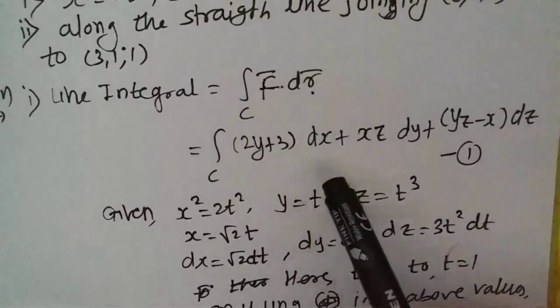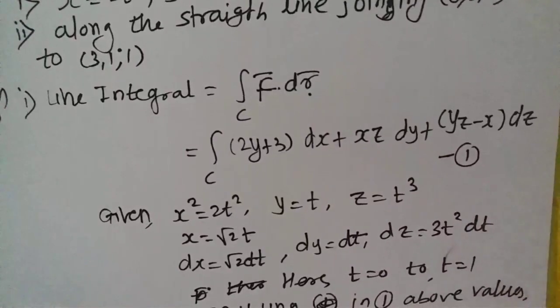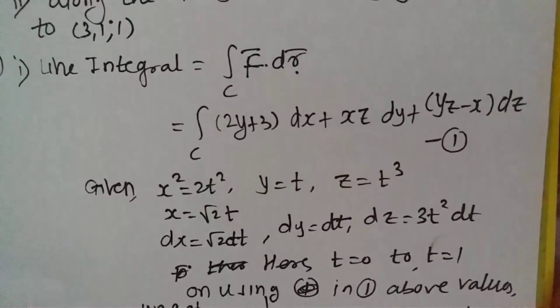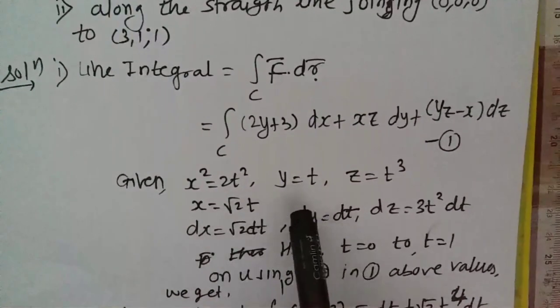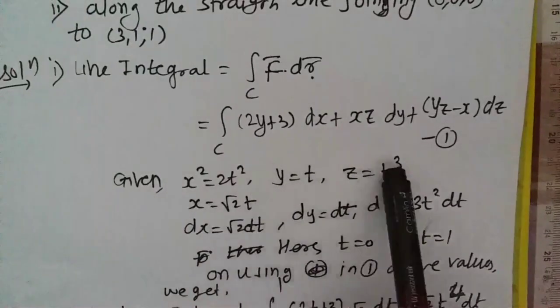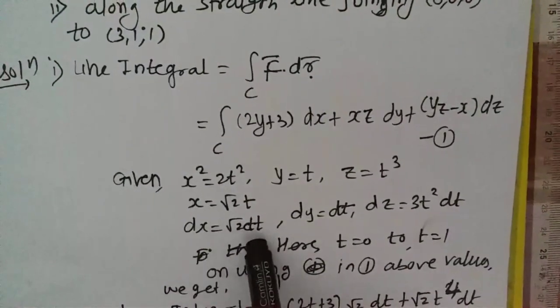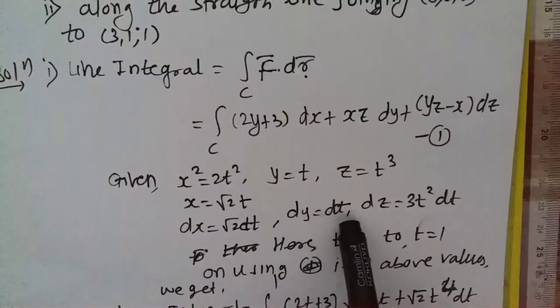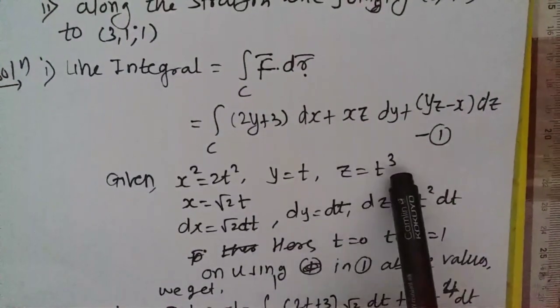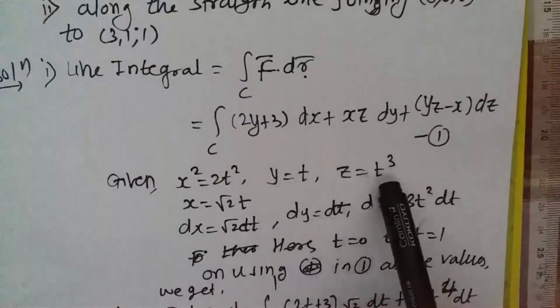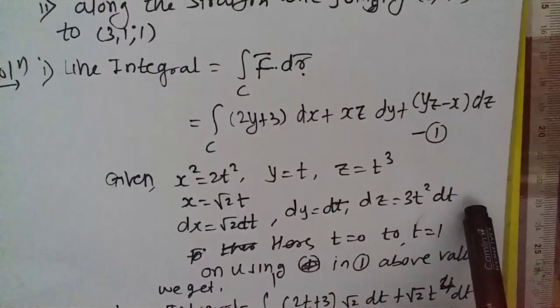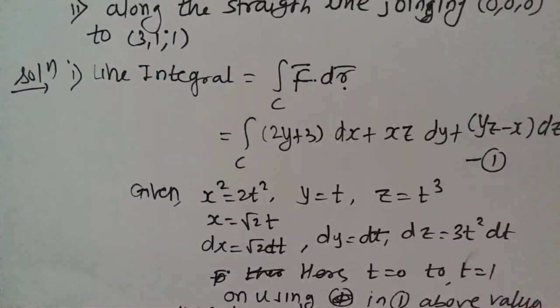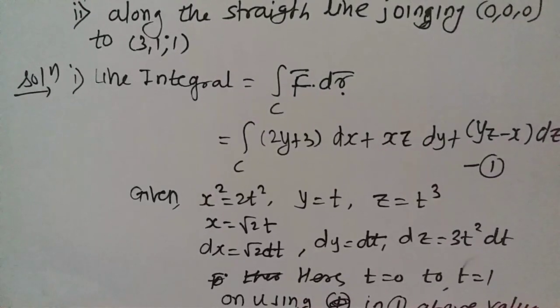So the calculation of dx, dy, dz also becomes important in terms of t for calculating that integral. For calculating dx, dy, dz, we'll differentiate x, y, z. So we'll get dx as root 2 dt, dy as dt, and after differentiating the third one, we'll get dz as 3t square dt. Now these will be the values of x, y, z and dx, dy, dz.